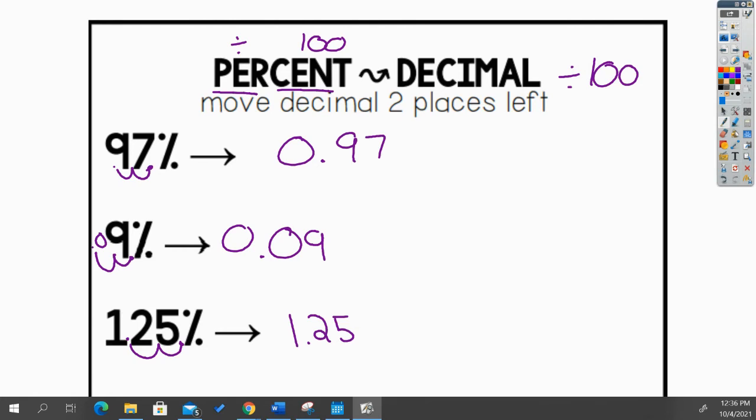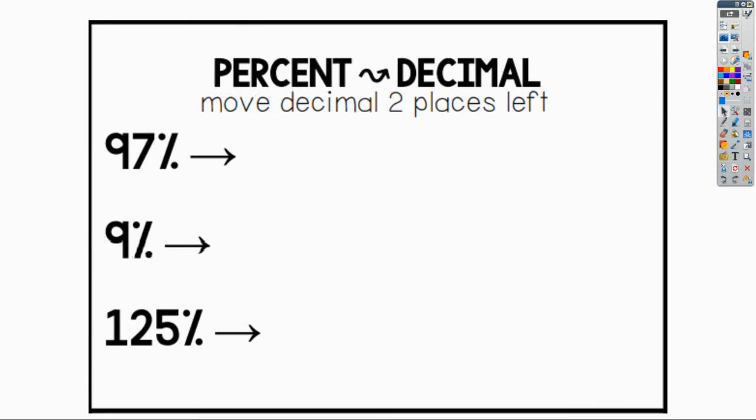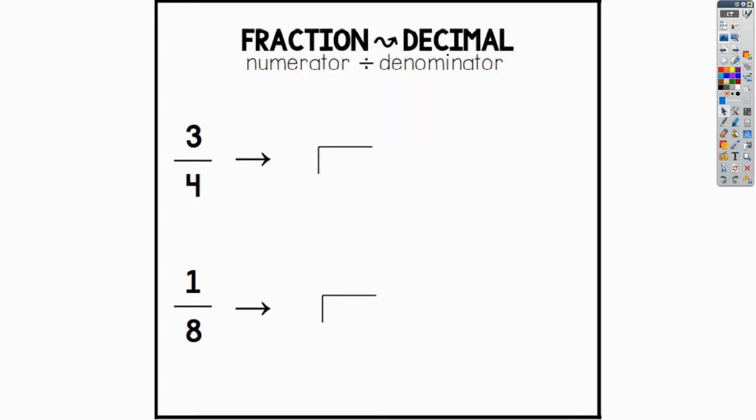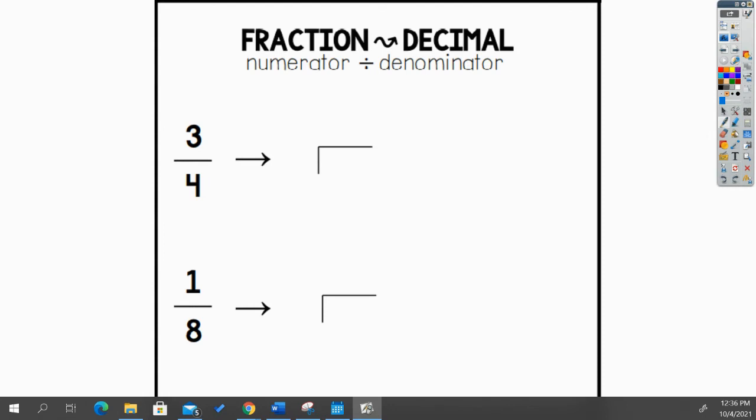Now, once again, we're going to go down to the next box. And the next one is a review from way long ago, turning fractions into decimals. To turn a fraction into a decimal, you're just dividing. Fractions are actually just division problems. This 3/4 is really just 3 divided by 4. This 1/8 is really just 1 divided by 8.